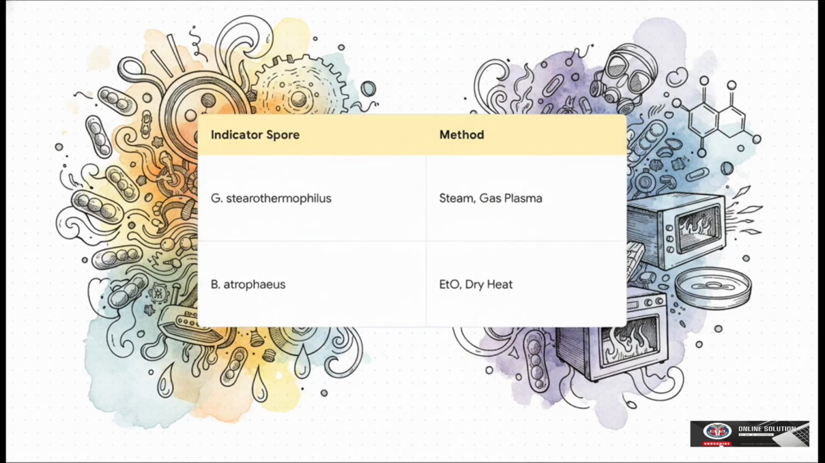For steam, gas plasma, and peracetic acid, the test spore is Geobacillus stearothermophilus. It loves heat, so if steam kills it, everything else is definitely dead. But for ethylene oxide gas and dry heat, you test the system using Bacillus atrophaeus. Lock those pairings into your memory for sure.